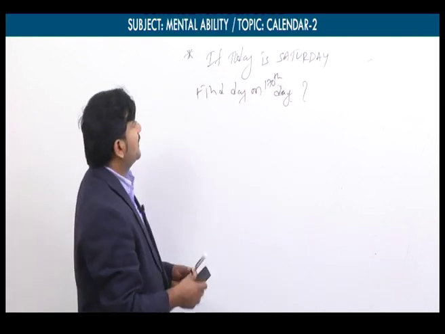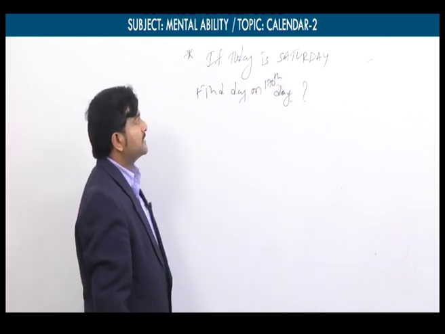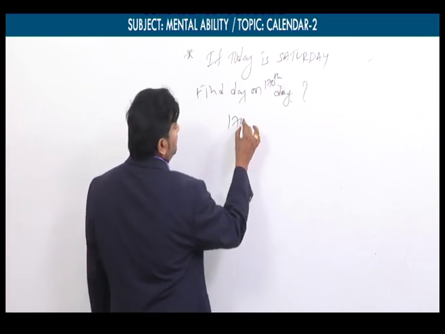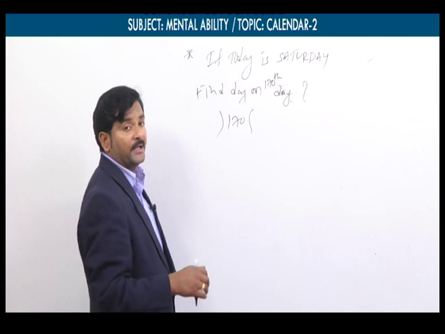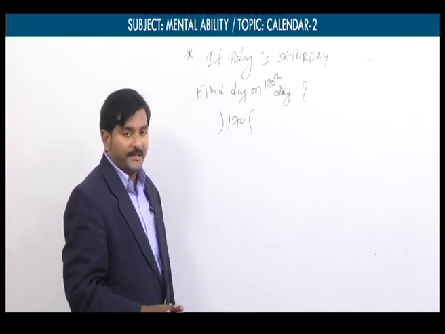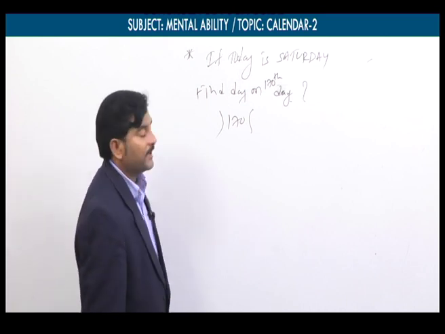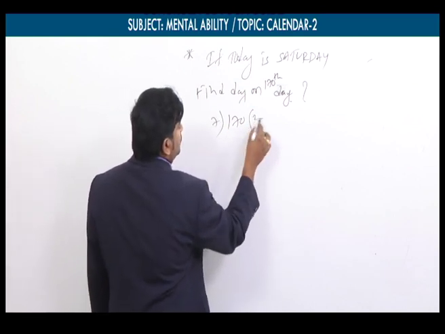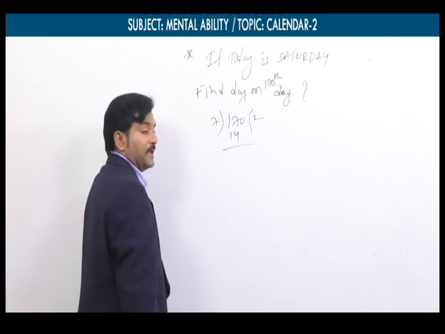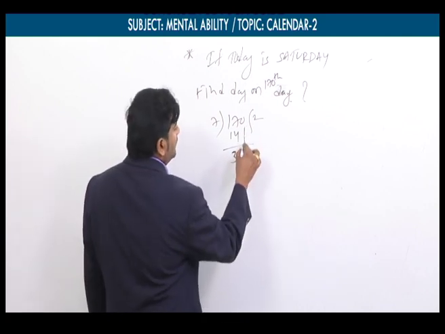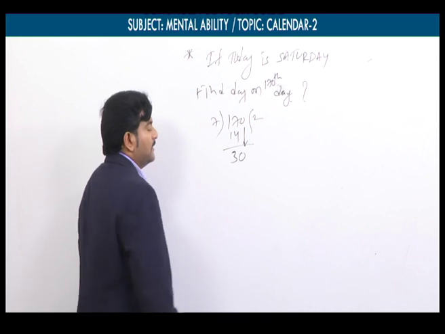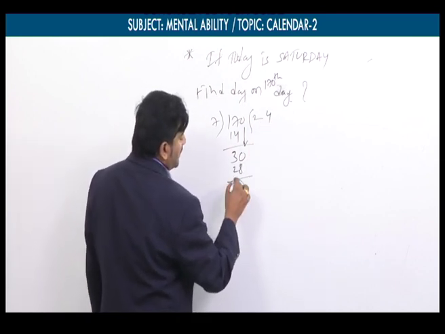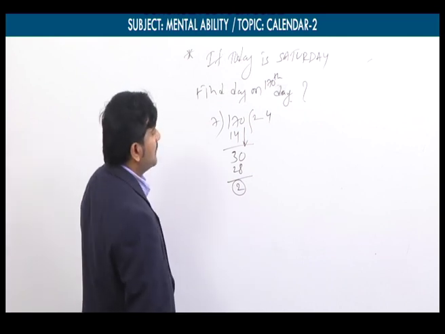Just have a look here. If today is Saturday, find the day on the 170th day. Same procedure. Whether it is after, on, ago, whatever, blindly we have to find out the remainder first of all. Odd days we have to find simply. 7 2s are 14. 17 minus 14 means 3. 3 means 0. 7 4s are 28. 2 is the remainder.